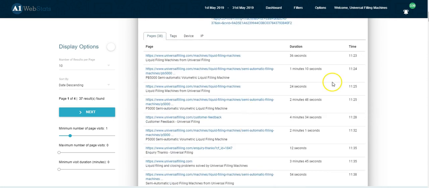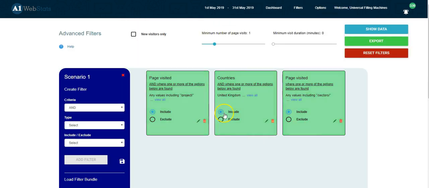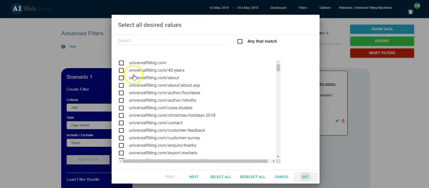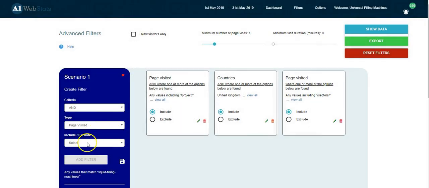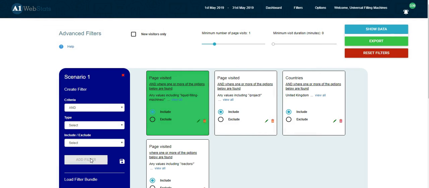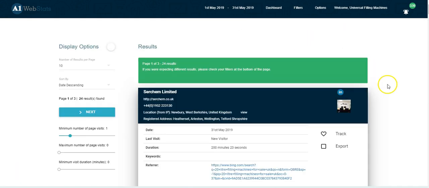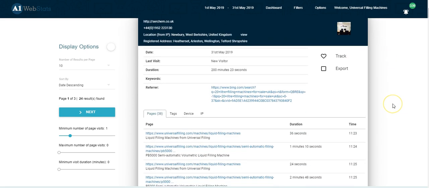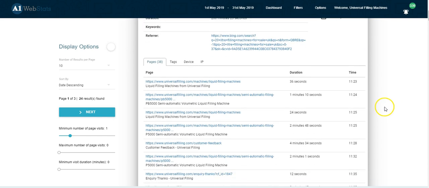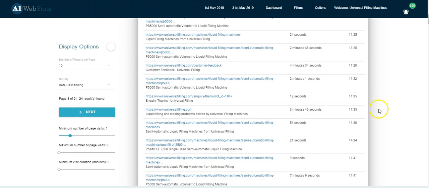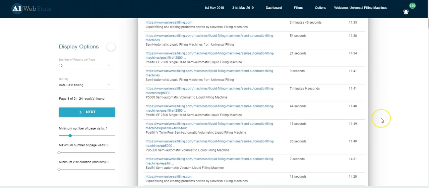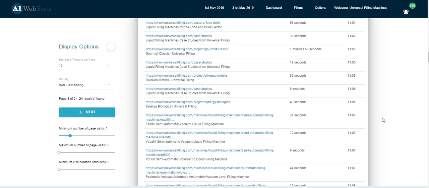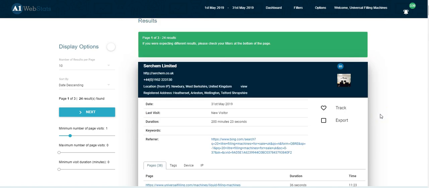But what we could go further with is go back to here and say, well, let's look at those who got to sectors, projects, and any of the machine types. Set that and include it, and add the filter, and then run the data. So we're getting quite granular with data here. We've got 24 of these people who matched all those patterns we were interested in. So they got to machine types, and they got to the case studies, and they also had looked at the sectors within the website. So these are much stronger visitors who have matched the pattern that we expect to see.